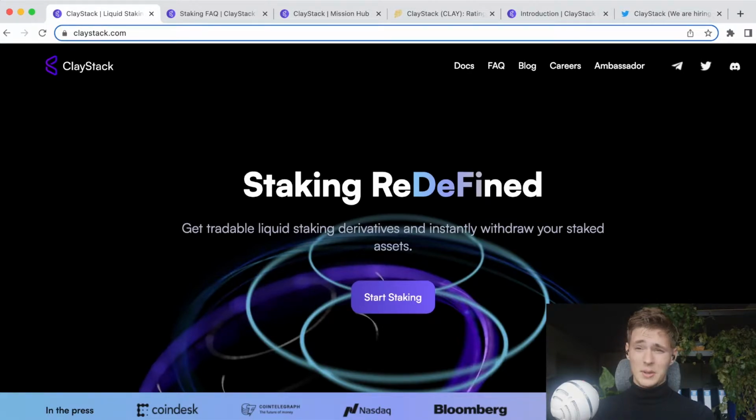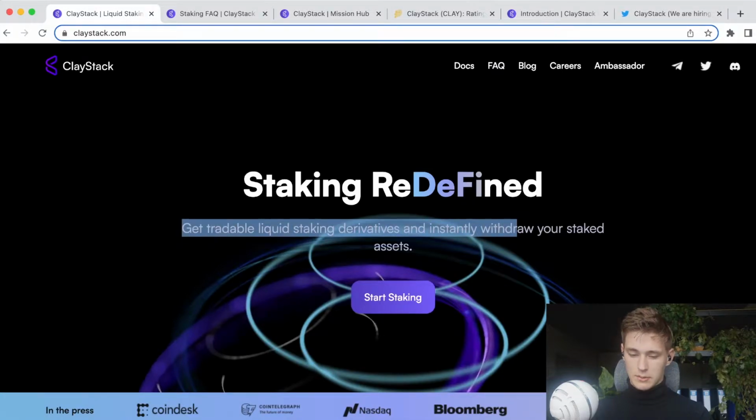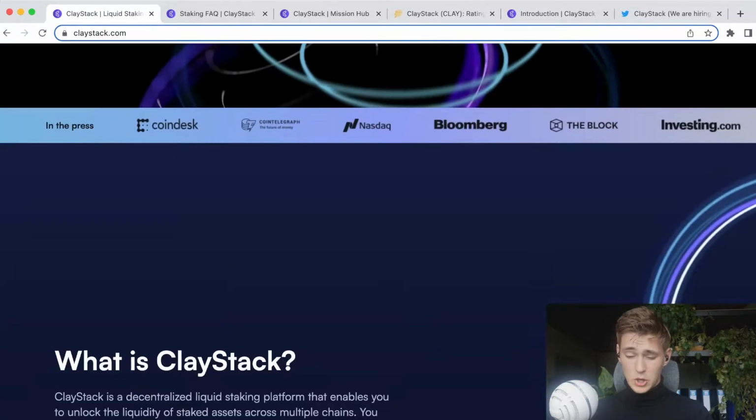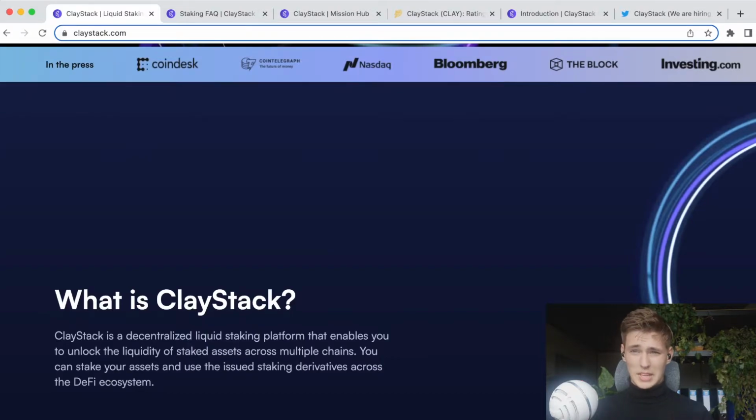At any rate, today we are talking about Claystack. Now, Claystack is not very new anymore. They have been around for a little while. And as they say over here, get tradable liquid staking derivatives and instantly withdraw your staked assets. That's right. Over here, there's a big button with Get Started. We're not going to do that just now. We're quickly going to look at the homepage before we dive into the actual staking mechanisms.